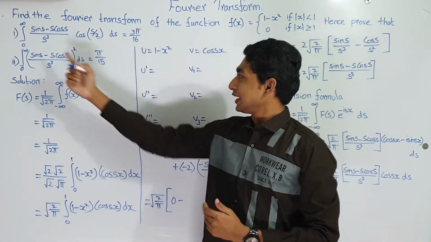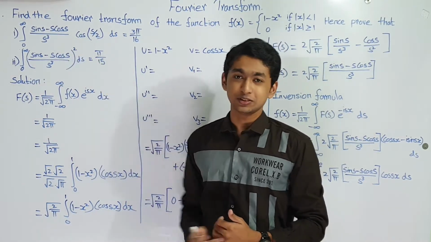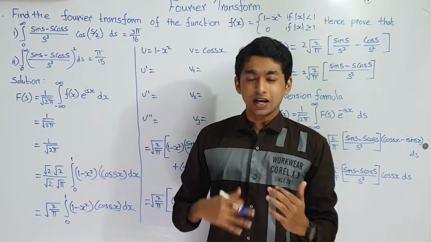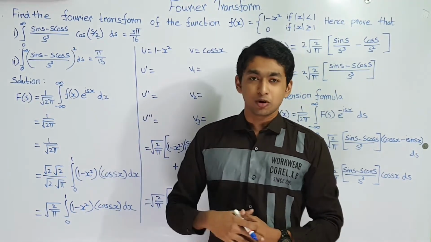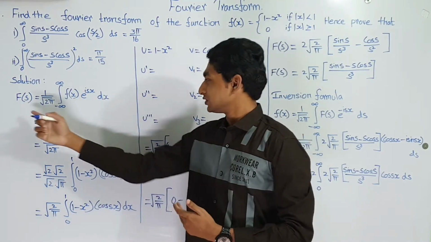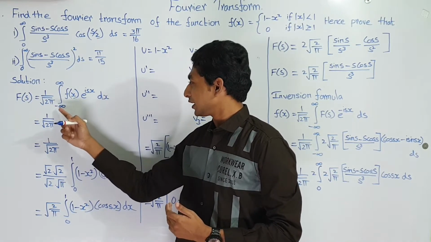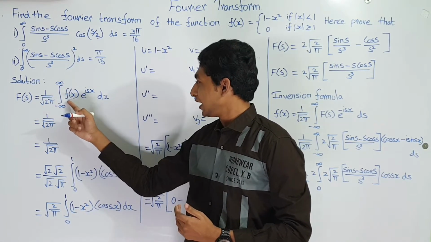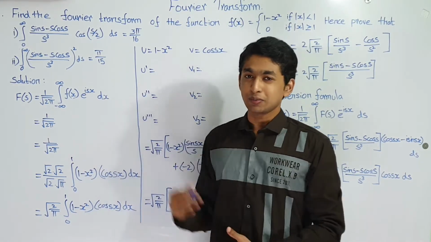So first I'm going to prove the first one. So first one, we are going to prove using f of x. So as usual, we need two formulas for solving this problem. So this is the first formula, f of s: 1 divided by root of 2 pi, integral minus infinity to infinity f of x e power i s x dx. So this is the first formula we are applying.